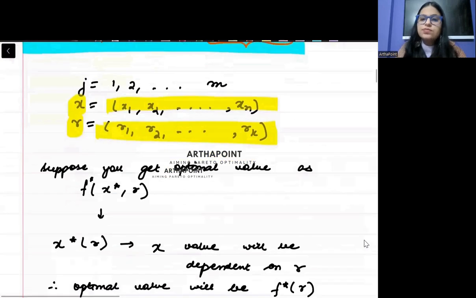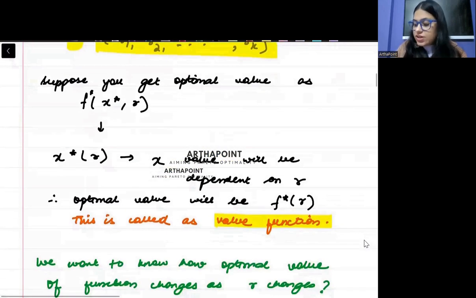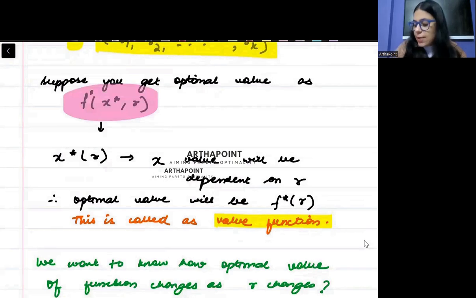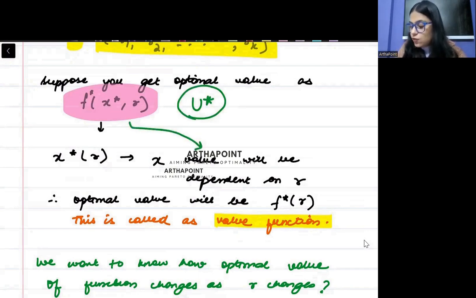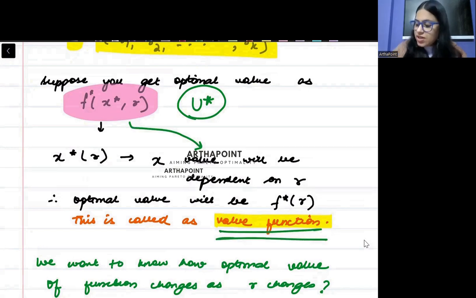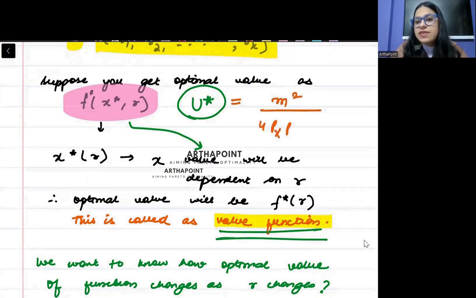They are given to you. Now, after doing that, suppose you get some maximum value of the function, like you got the maximum value of utility here. This maximum value of the function will be called the value function. It will only be a function of the exogenous variables. Like in our case, the maximum utility that came was m square by 4px py.